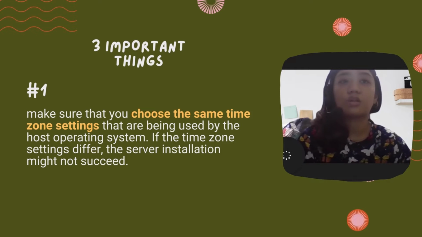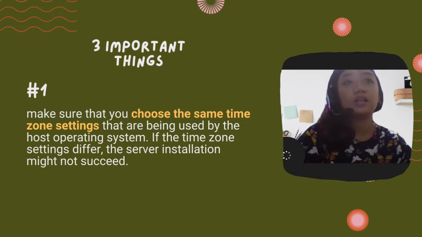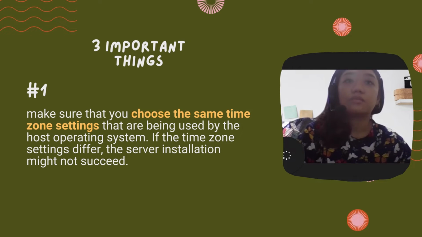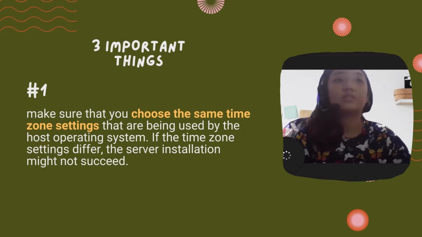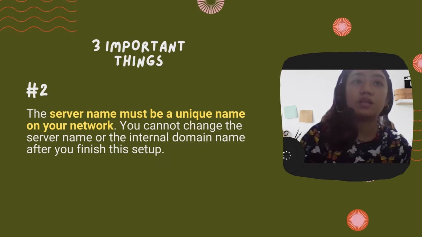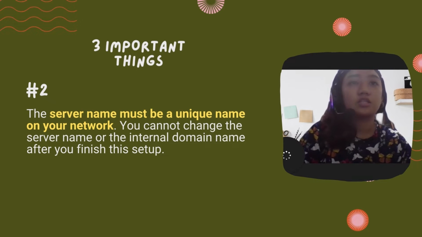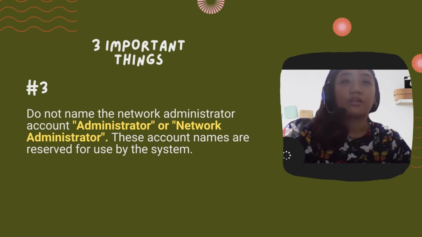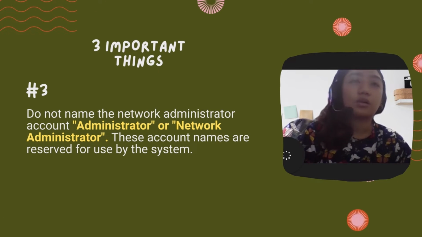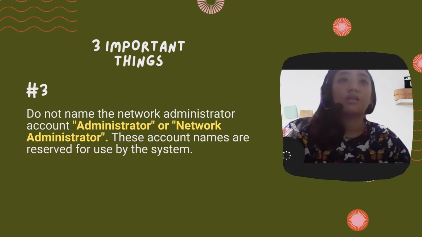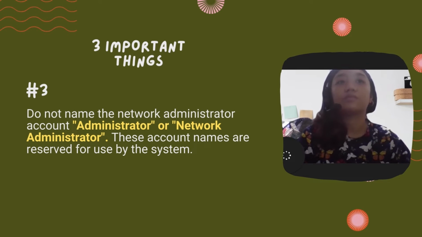Number 1, if you are installing Windows Server Essentials on a virtual machine, make sure that you choose the same time zone settings that are being used by the host operating system, because if the time zone settings differ, the server installation may not succeed. The second thing I learned is that the server name must be a unique name on your network. You cannot change the server name or the internal domain name after you finish the setup. The third thing that I learned is do not name the network administrator account Administrator or Network Administrator because these account names are reserved for use by the system.